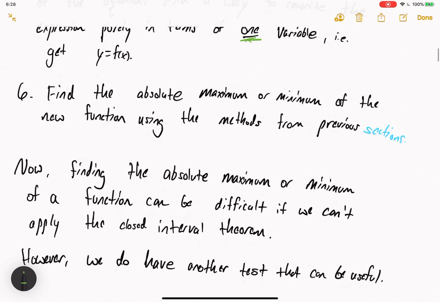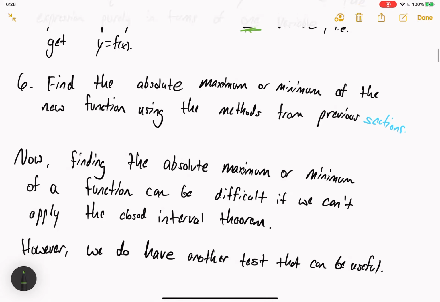And lastly, when you find the absolute maximum of the new function, you usually want to use the methods from previous sections, like the closed interval method. There's going to be one thing we're going to do next that shows us another way to do it. But typically, just use what you know to solve the problem. Basically what it comes down to.